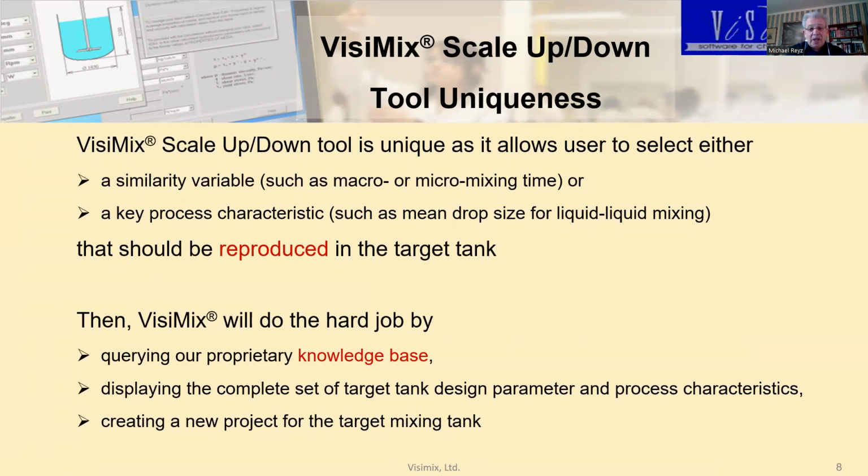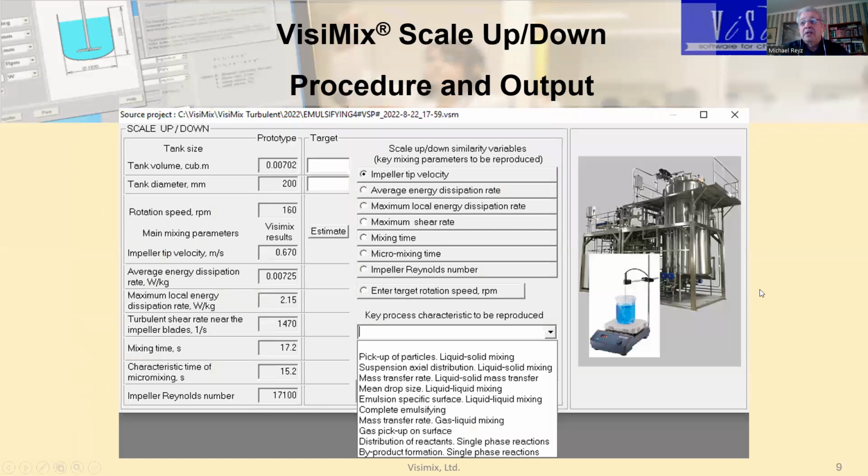do the hard job. As soon as Physimix knows which similarity variable or which key process characteristics we want to reproduce in the target tank, it will query our proprietary knowledge base. This is the first time I mentioned our knowledge base, but we will talk about it later on. Then it displays the complete set of target tank design parameters and process characteristics, creating a new project for the target mixing tank. So with this said, let's move to the next step and take a look at the exact choice which we have here.